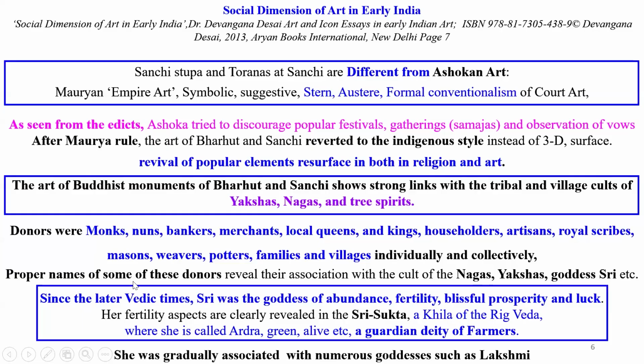And from the proper names, I have already said that, we can see Yakshas, Nagas, and even the goddess Sri. Because Shri in the later Vedic times was the goddess of abundance, fertility, blissful prosperity, and luck. Her aspect is clearly revealed in the Sri Suktas. We'll see that when we come to the Toranas. And she was gradually associated with numerous goddesses, such as Lakshmi. But originally, her depiction is first with the Sri Sukta and then with the physical, visual representation on the Toranas.